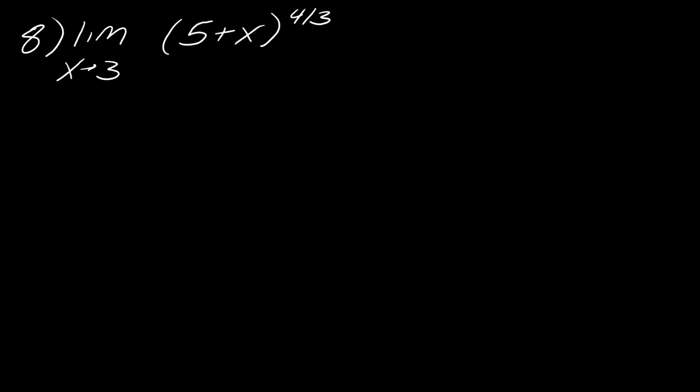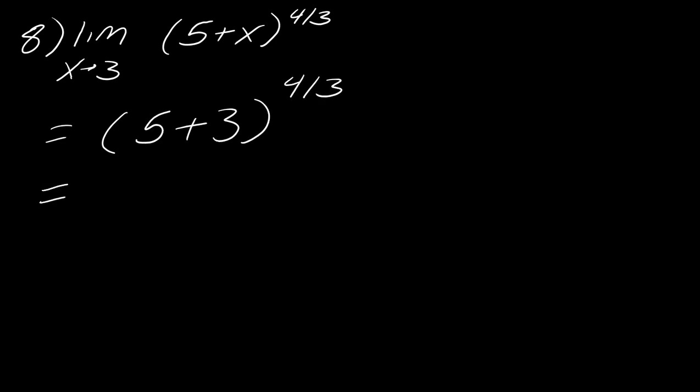Okay, so moving on to 8 here. So we've got the limit as x approaches 3 of 5 plus x to the 4/3. This one is actually just a continuous function, so it's a nice one. We just get to plug it in. So this is going to be just 5 plus 3 to the 4/3. So hopefully you remember how rational exponents work. If you don't, worry not, I have a review video on that. So this is going to be 8 to the 4/3.